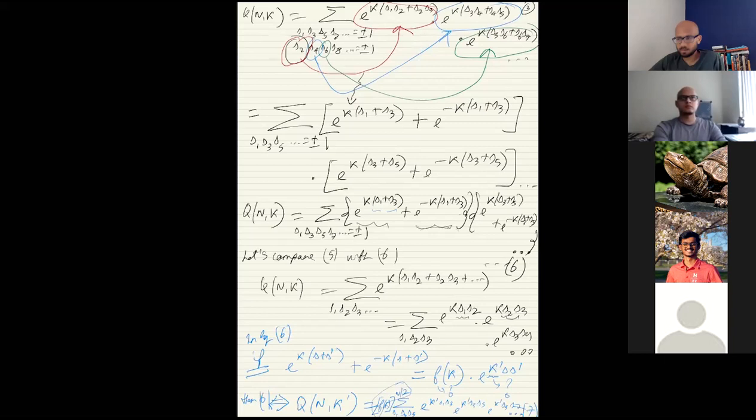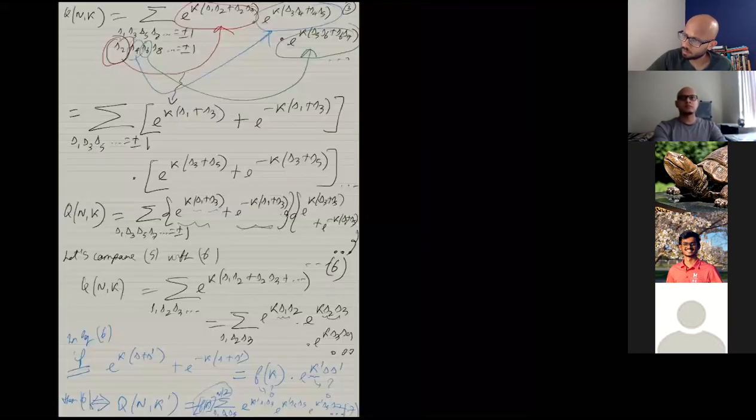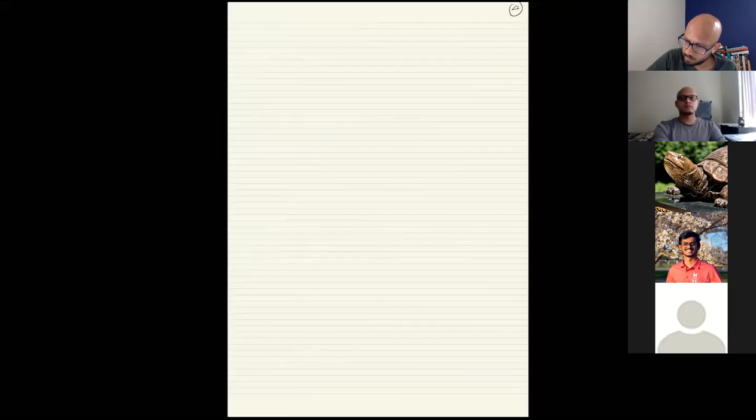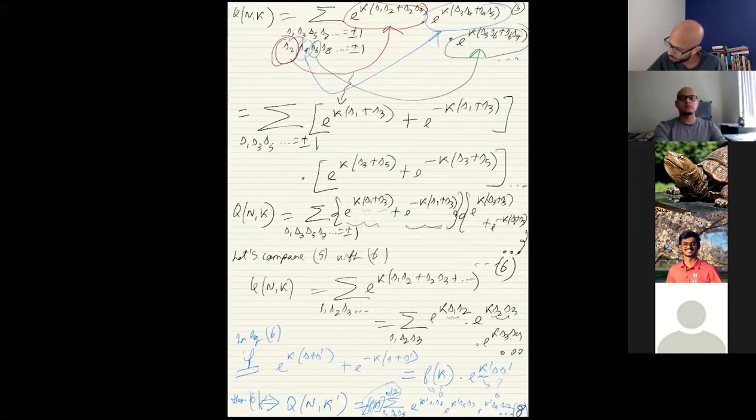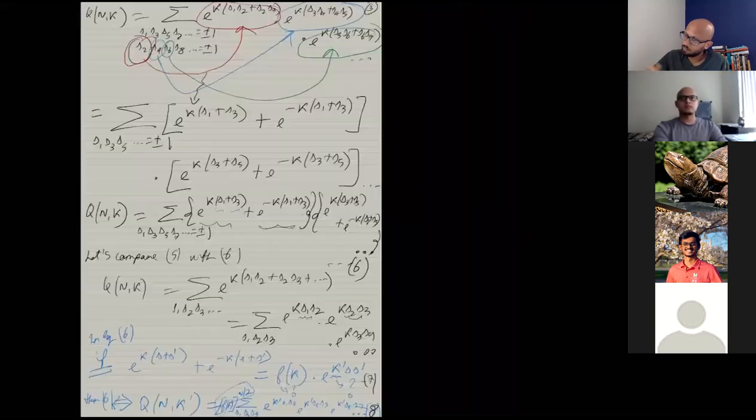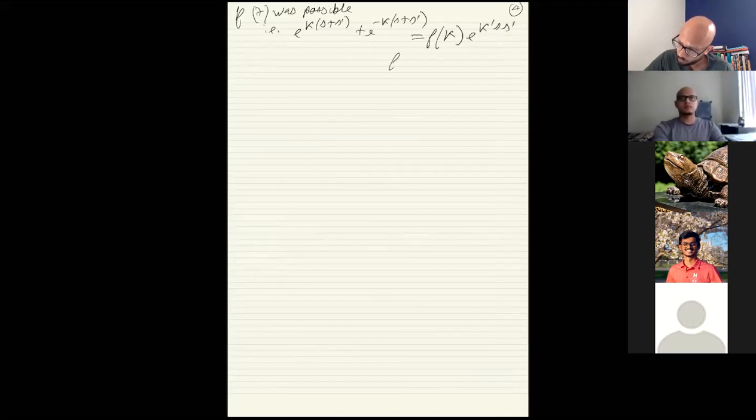I think we should write this equation down on the next page. So I just showed that, let's call this equation 8 and let's call this equation 7. If 7 was possible, what do I mean by 7? I.e., e to the power k (s plus s prime) plus e to the power minus k (s plus s prime) was equal to f of k e to the power k prime s s prime for all possible s, s prime. What does that mean?